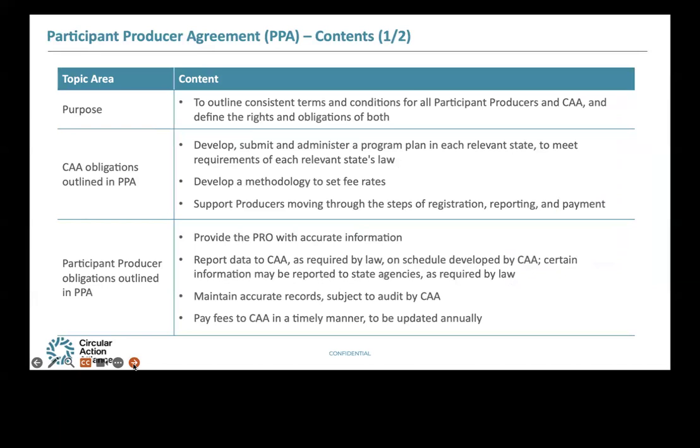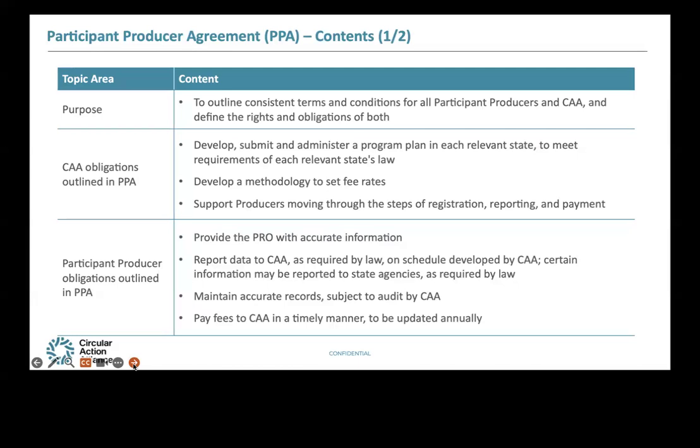The purpose of the participant producer agreement, or the PPA, is to establish a working relationship between your company and CAA. It'll outline consistent terms and conditions for all producers and CAA. In 2024, we conducted an extensive consultation process with registered producers and have incorporated that feedback into the final version of the document. At this stage, we're not accepting further edits to the PPA.